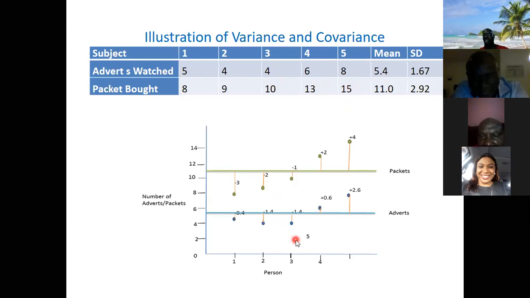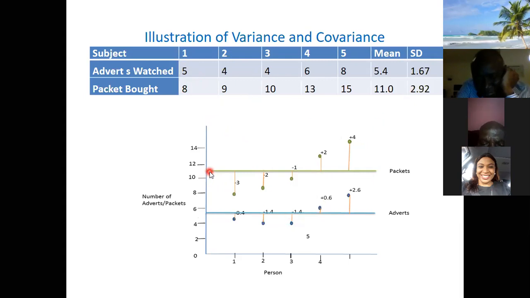If you try to plot the number of adverts watched and the number of packets of the product bought, look at it. You know, the mean is usually the same across. You see that the mean for this blue plot, the adverts watched, is 5.4. If you look at the scale, the mean is between 4 and 6, around 5.4. If you look at the number of packets bought, which is this green plot, you see the mean is 11.